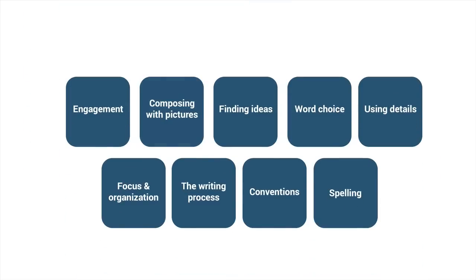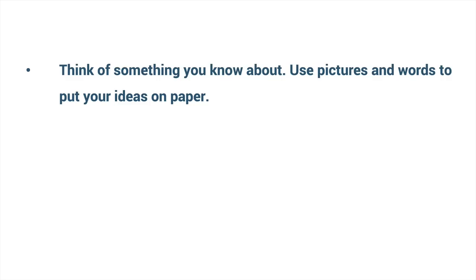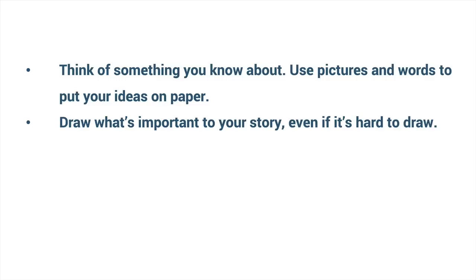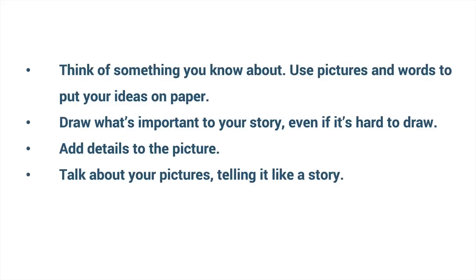Composing with pictures is a skill we want all our K-2 writers to know, but it's something we'll focus more on in kindergarten. We'll teach our writers how to think of something they know and use pictures and words to put their ideas on paper. We'll teach them how to draw what's important to their story, even if it's hard to draw. They'll add details to their picture to tell more, and we'll teach them how to talk about their pictures, telling it like a story.